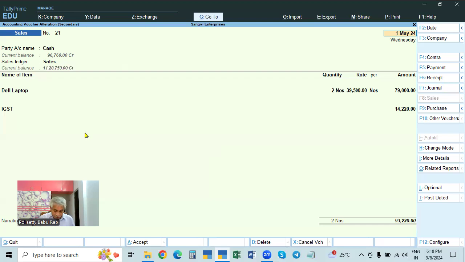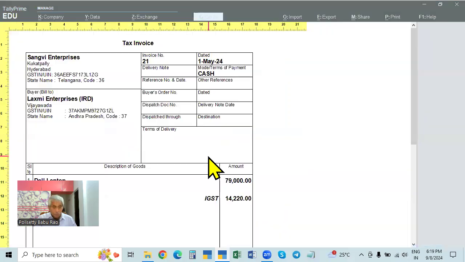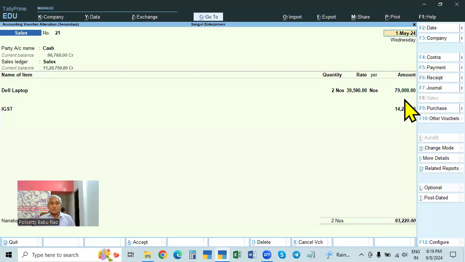So now we will take up, see, Control P, this is preview, and F4, see here. This is shown, but on the right side, mode or terms of payment, cash is shown. This is the party, but it is a cash transaction because we received cash. So this is the indication that this is a cash transaction. Difference between credit transaction and cash transaction: for a credit transaction, seller and buyer will be there, cash will not be there. For a cash transaction, seller, buyer, and cash transaction. Like that we have to make it.